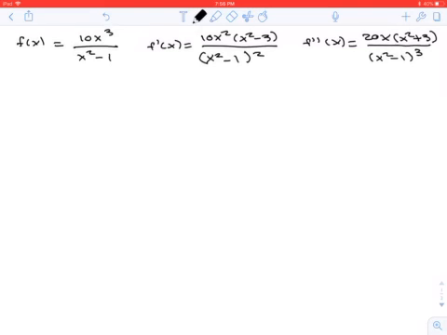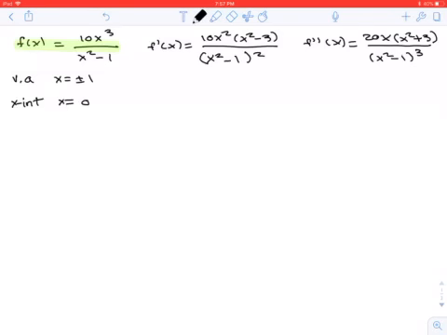So as always, we start with the position function, and we're going to see all the different things that we can find. First thing, let's go find any vertical asymptotes. In order to find the vertical asymptotes, you set the denominator equal to 0. So we set x squared minus 1 equal to 0, and we should get vertical asymptotes at x equals plus or minus 1. Okay, let's find the x-intercept. In order to find the x-intercept, you set the numerator equal to 0. So we get 10x cubed equals 0, so we got an x-intercept at x equals 0.